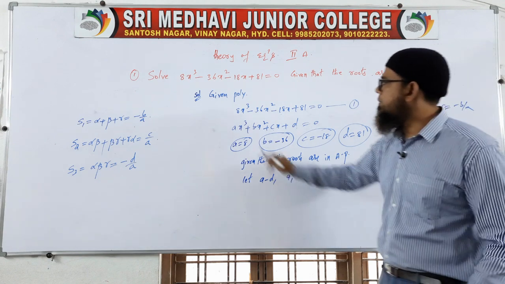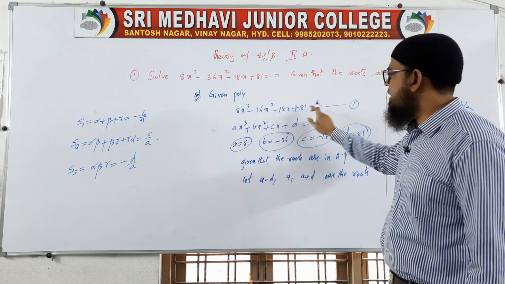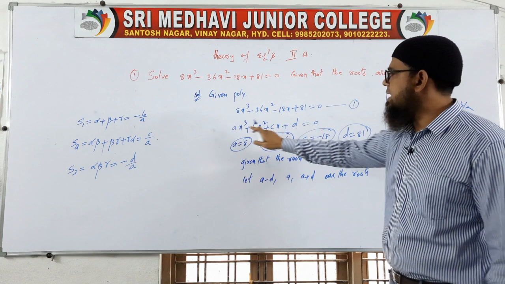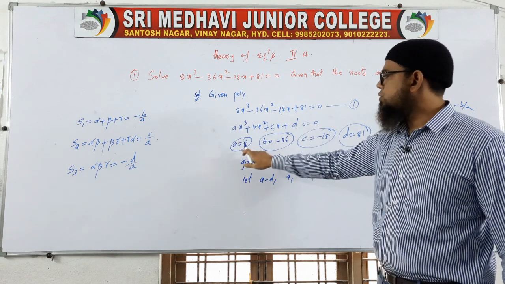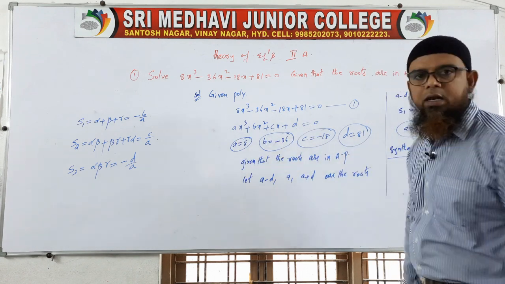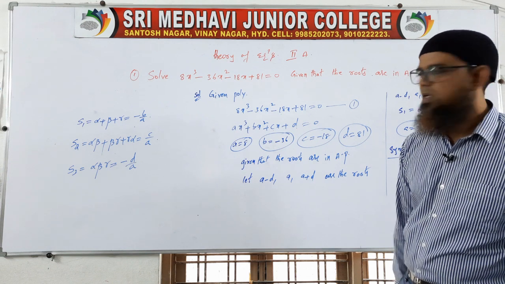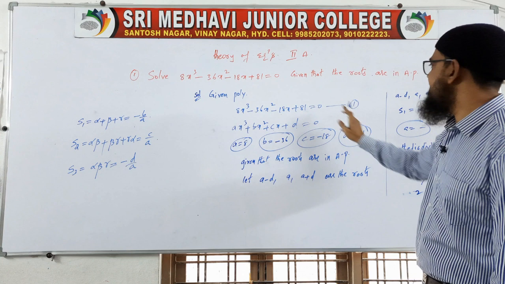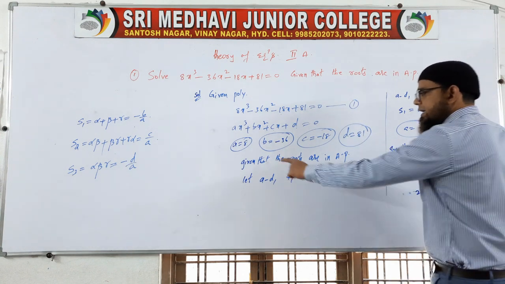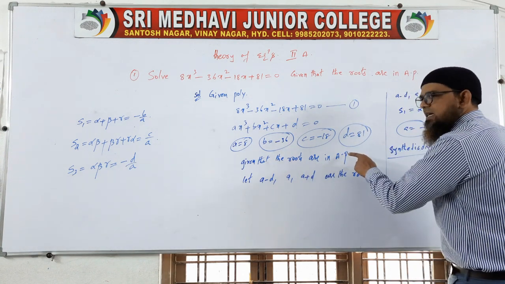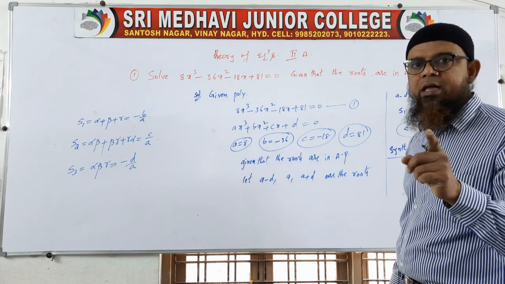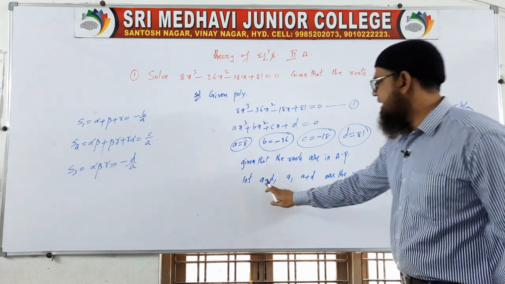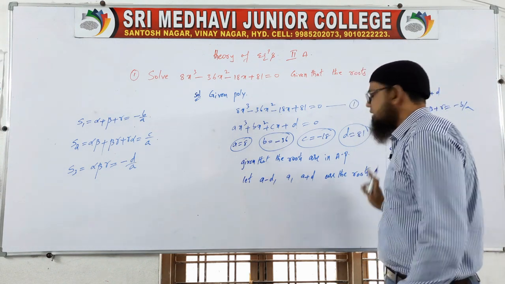Now come to the problem. Given polynomial, I wrote the polynomial. See, this polynomial is compared with the standard form. So A value, B value, C value, D value. A value is 8, B value is minus 36, C value is minus 18, D value is 81. Given that the roots are in AP, as I said, whenever the roots are given in AP, we have to assume a minus d, a, a plus d as the roots.